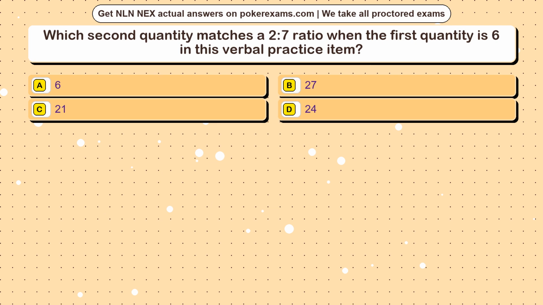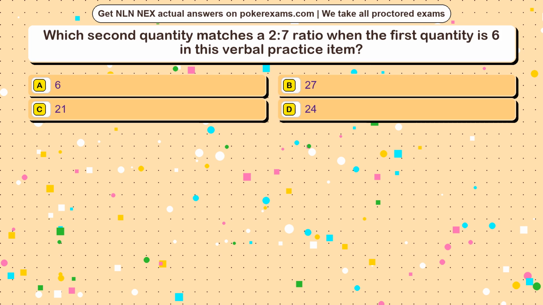Question 1. Which second quantity matches a 2 to 7 ratio when the first quantity is 6 in this verbal practice item? Option A, 6. Option B, 27. Option C, 21. Option D, 24.